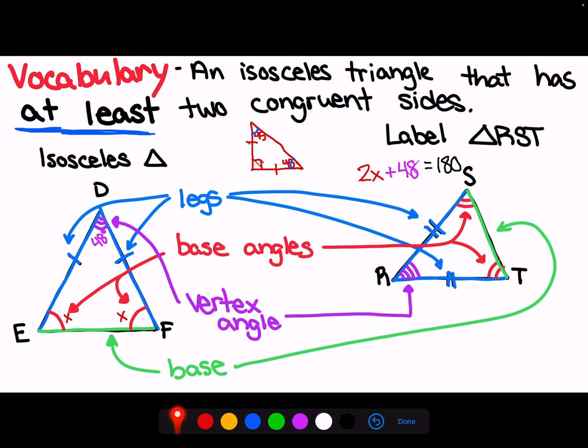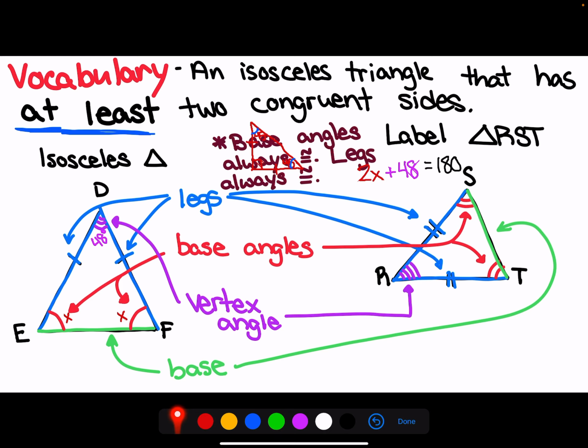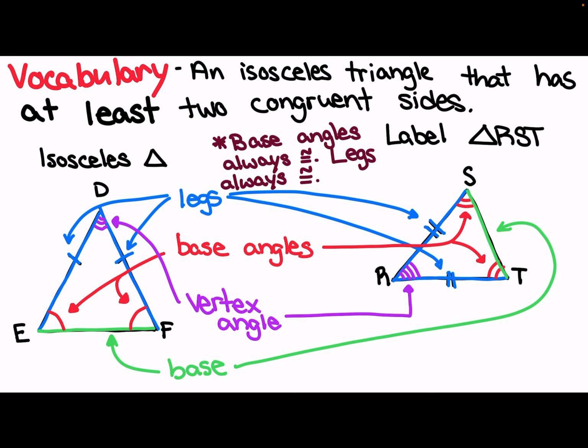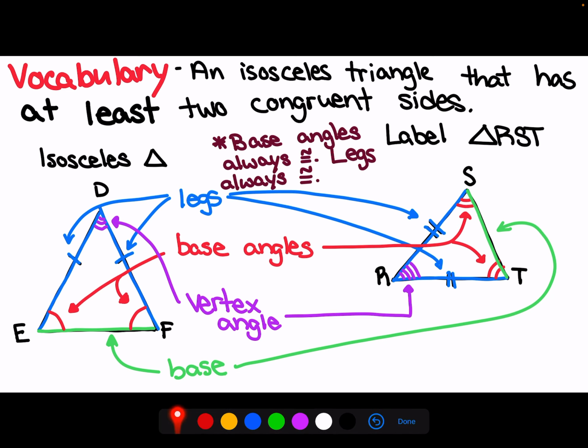The next type of triangle that we have, I don't want to forget this. So base angles are always congruent. They will always be congruent to each other in an isosceles triangle. Likewise, the legs in an isosceles triangle will also always be congruent. It's important that we know this because it allows us to know that two sides are always congruent or two angles are always congruent. And that's going to help us a lot in our proofs.